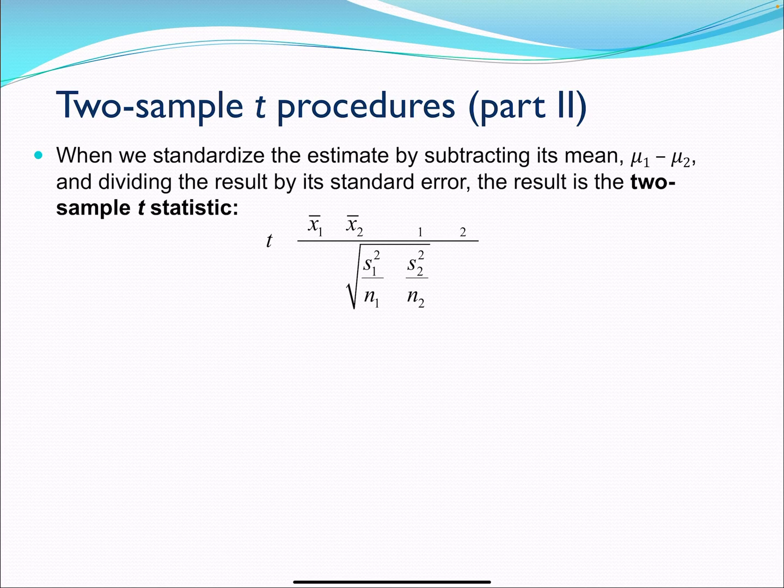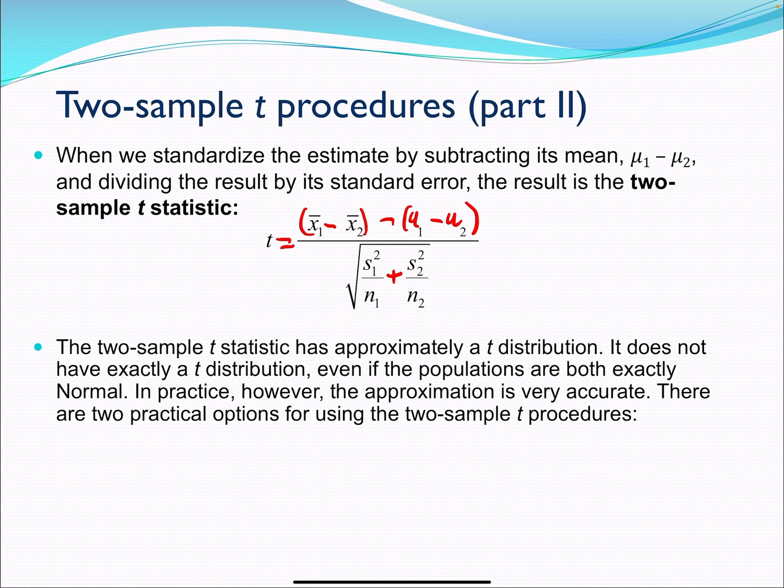Okay, so a few more slides and then we're going to work through an example. So what we do then is we standardize the mean and estimate the mean by dividing the difference between the two in this sample t statistic. So t is the difference in our sample means minus the difference in our population means over our standard error. So that's like our new standard deviation. And this two-sample t statistic has approximately a t distribution.